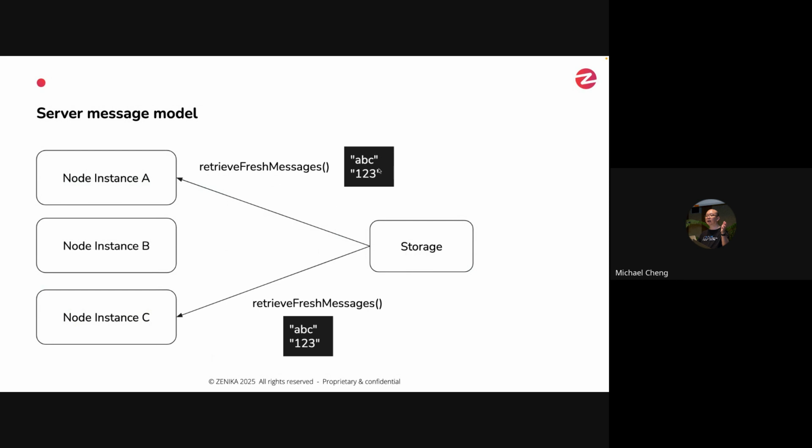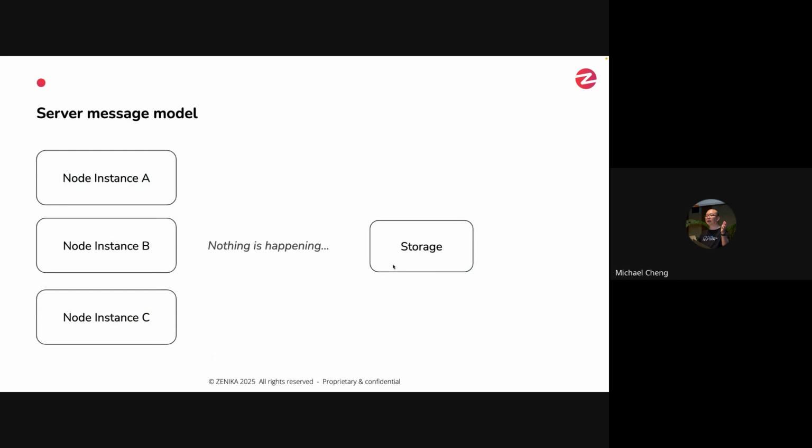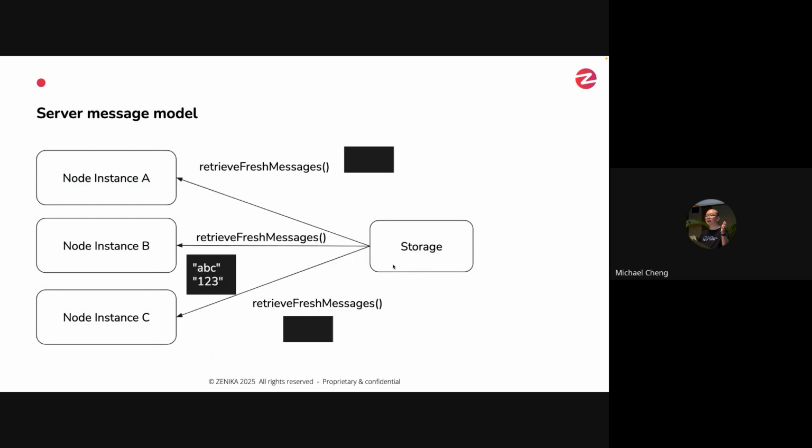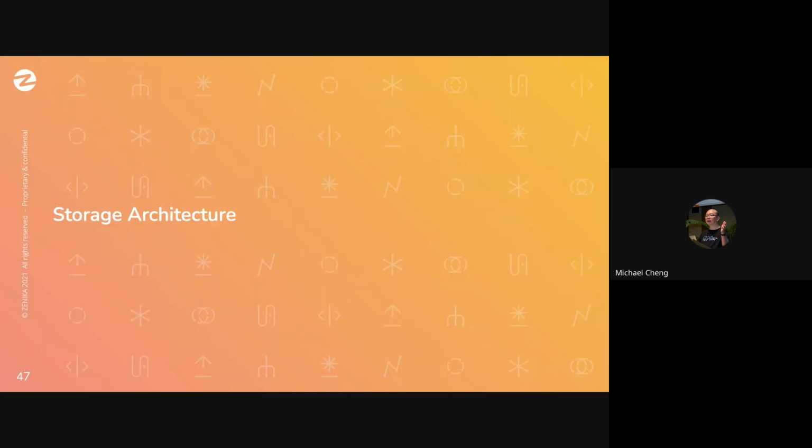So you have A, B, C, 1, 2, 3, and then nothing is happening. And then you retrieve fresh messages again, you get nothing because there are no new fresh messages since the last poll. But for B, since he hasn't received any messages before, he will now receive A, B, C, 1, 2, 3, which are the fresh messages that he has never seen.